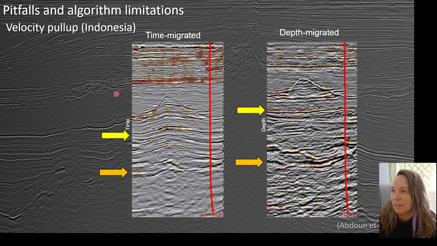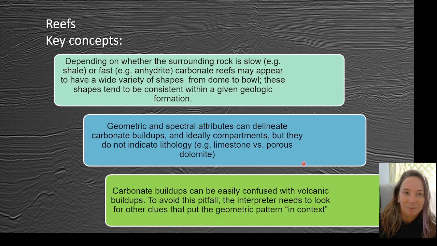Here's another case where we've got velocity pull-up in Indonesia. So, of course, you can work around this by working in depth migrated data instead of time migrated data. And so you'll notice in the time migrated example here, we have that velocity pull-up, but we don't have it in the depth migrated data.